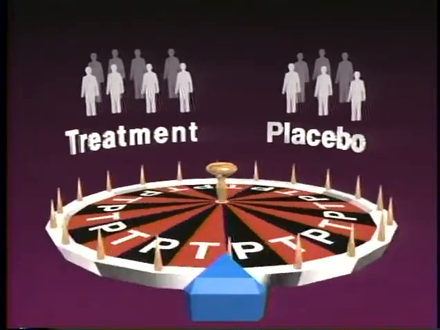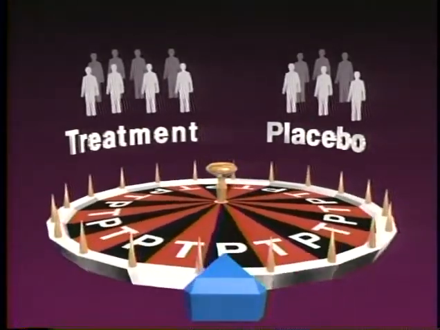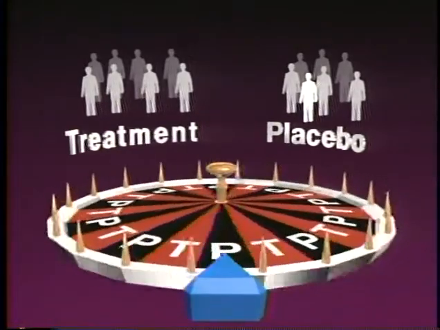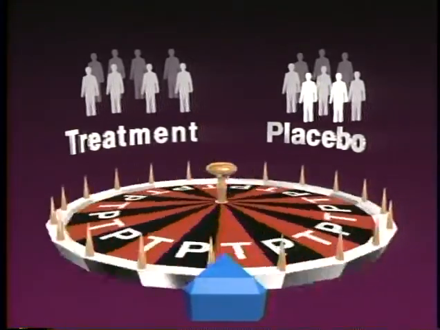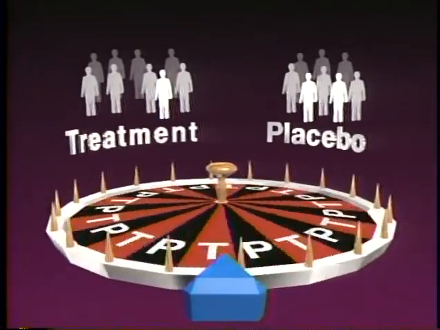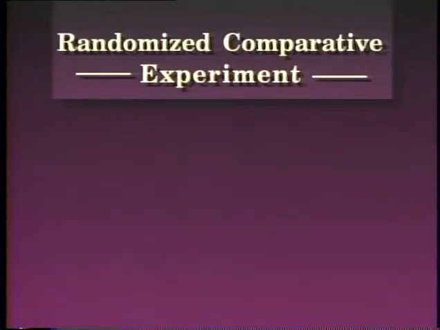To avoid this, impersonal chance is used to assign subjects to groups. Young and old, weak and strong, all have the same chance of getting aspirin. Chance ensures that there's no systematic difference between the groups at the beginning of the study. The result is what is called a randomized comparative experiment.